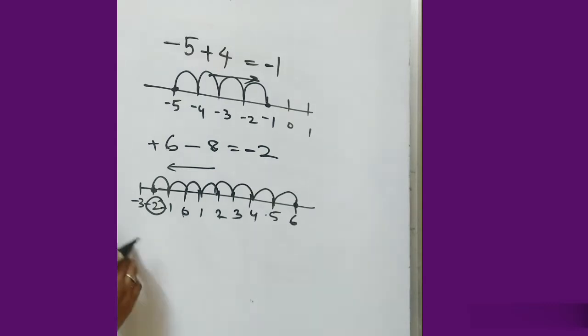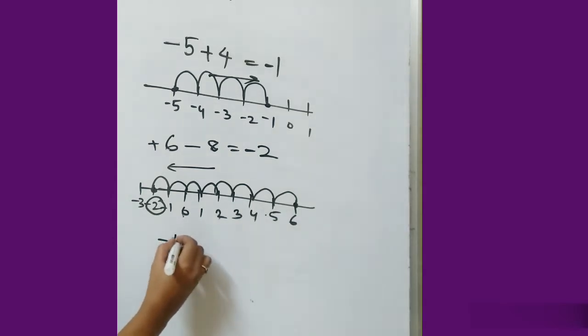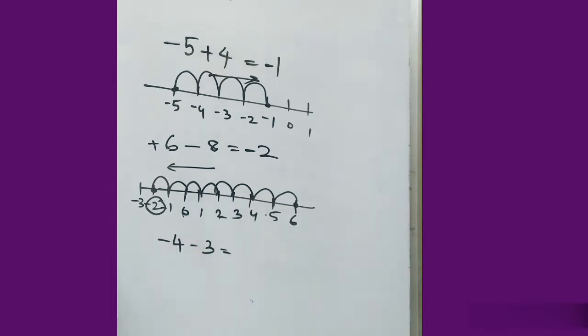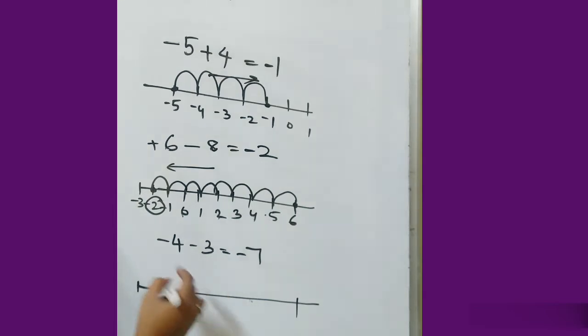Now we'll see the next one, that is when both numbers are negative, student. Minus 4, minus 3. You will add them and you will put the sign of negative. Now I will show that on the number line. I am standing on minus 4. I'll write from 0, minus 1, minus 2, minus 3, minus 4, minus 5, minus 6, minus 7.